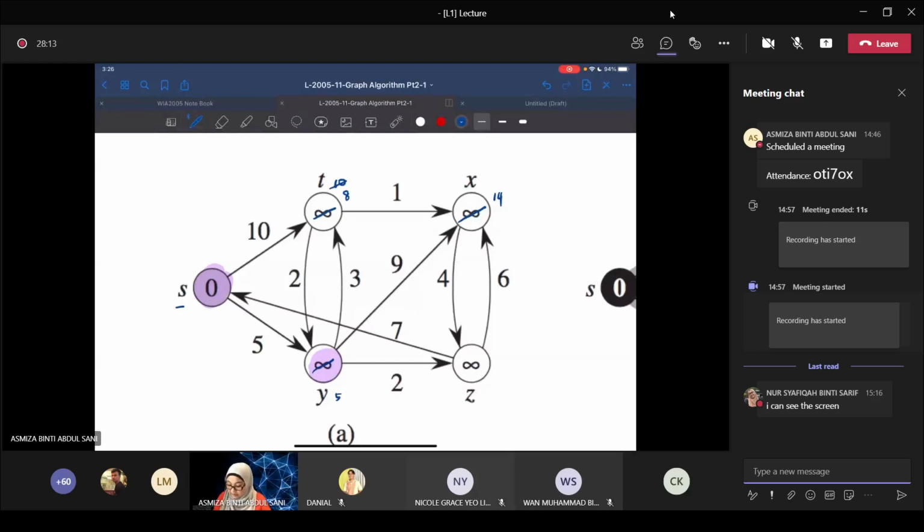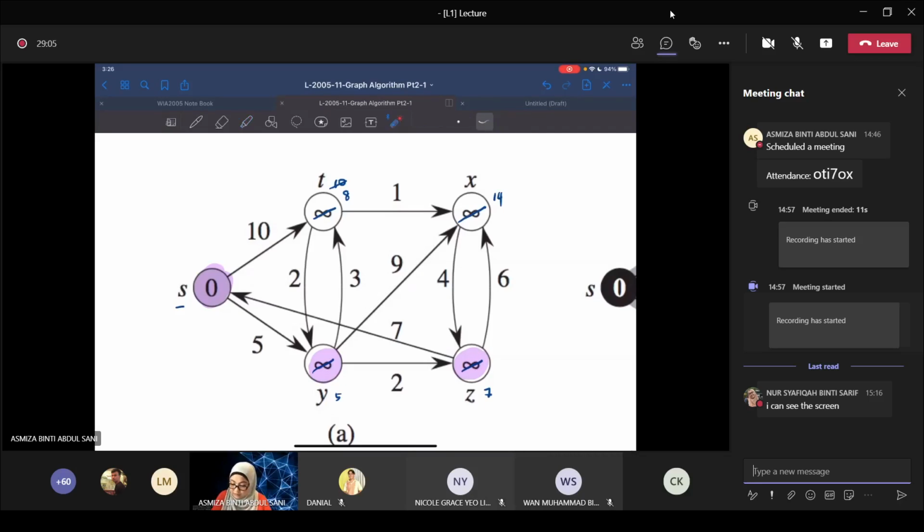And then the other one is Y and Z. Currently the distance from S to Z is infinity, and we can reach Z through Y with the distance of 5 plus 2. So we can update, instead of infinity, now we can reach Z with the distance of 7. Okay, so that is done. Did we miss any edge out of Y? No, right? So we're going to do the same thing again by choosing which node to process next. In this case, we have to choose between 8, 14, and 7. The smallest would be Z, right? So we're going to process Z next.